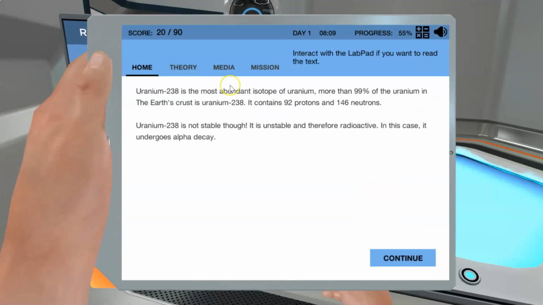Uranium-238 is the most abundant isotope of uranium. More than 99% of the uranium in the Earth's crust is uranium-238. It contains 92 protons and 146 neutrons. Uranium-238 is not stable though. It is unstable and therefore radioactive. In this case, it undergoes alpha decay.